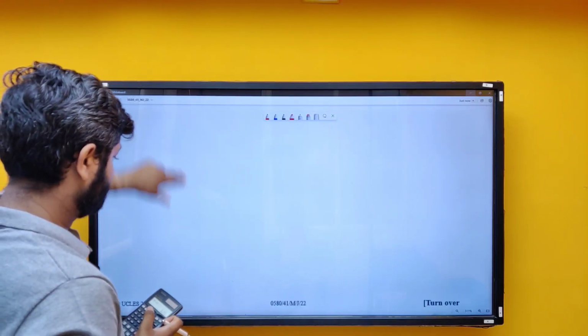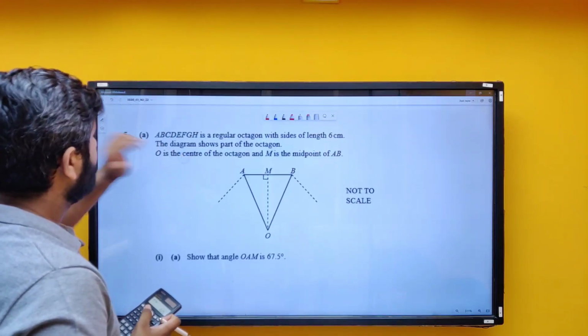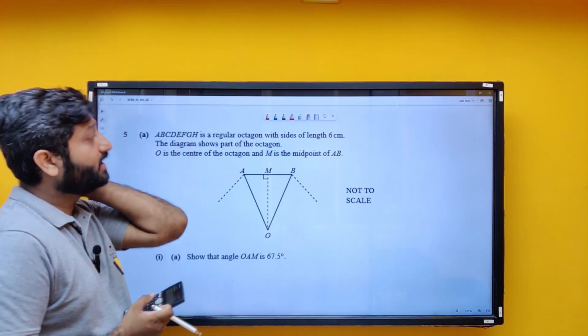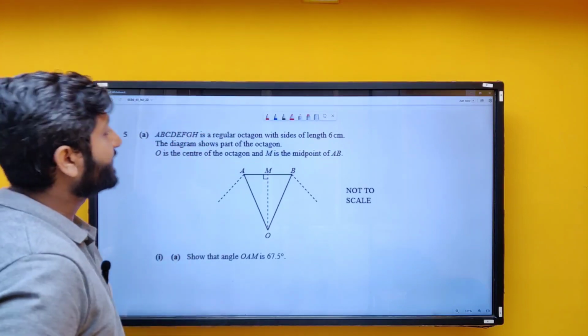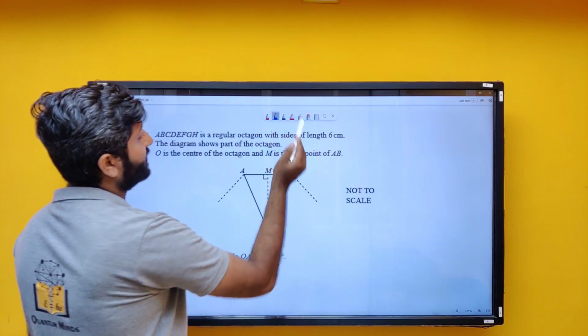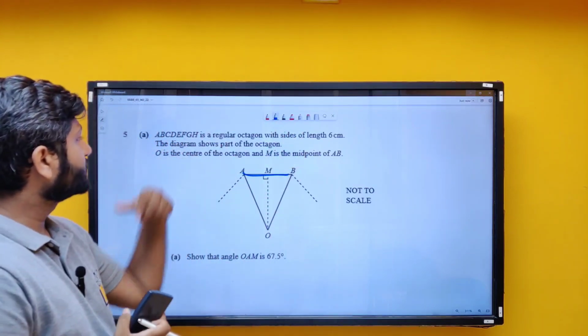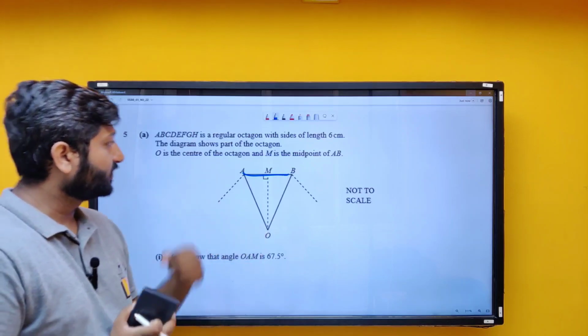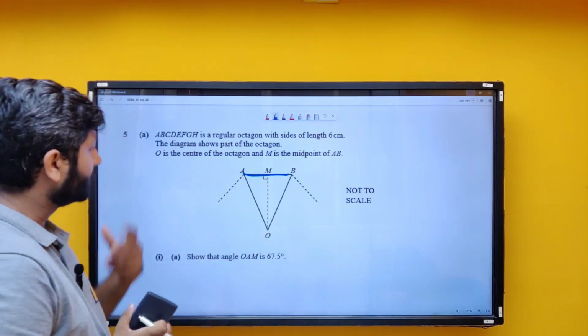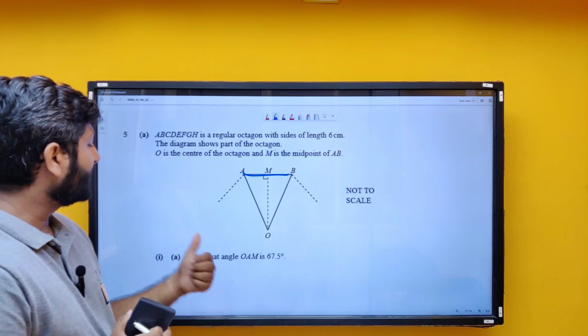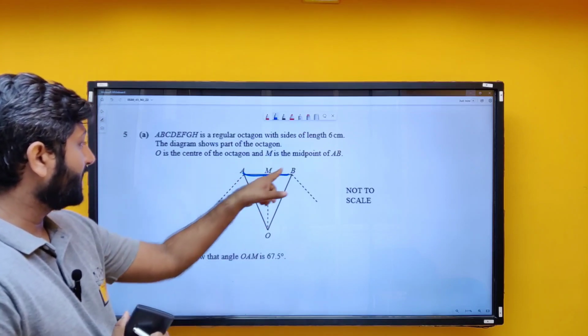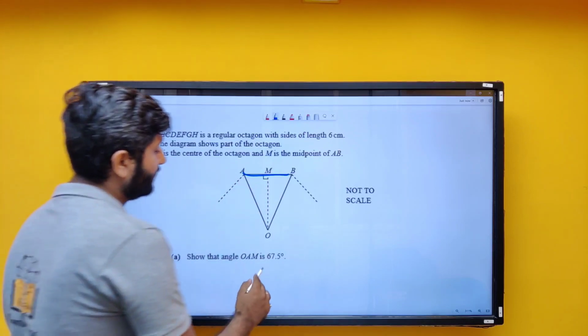Next question. ABCDEFGH is a regular octagon with sides of length 6 cm. The diagram shows part of the octagon. O is the center of the octagon and M is the midpoint. Show that angle OAM is equal to 67.5.